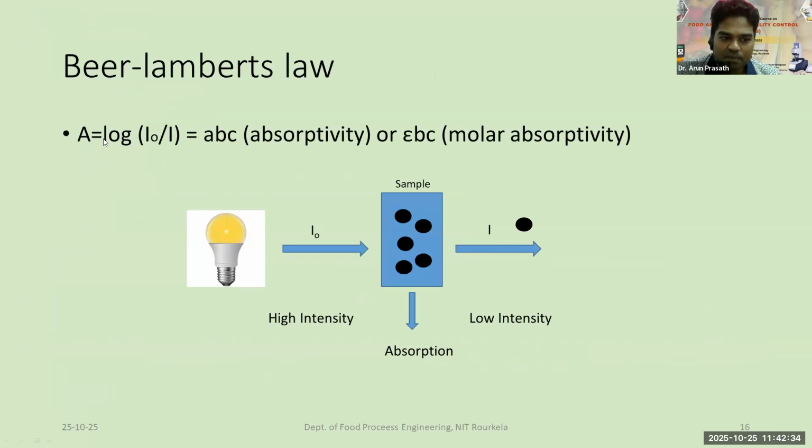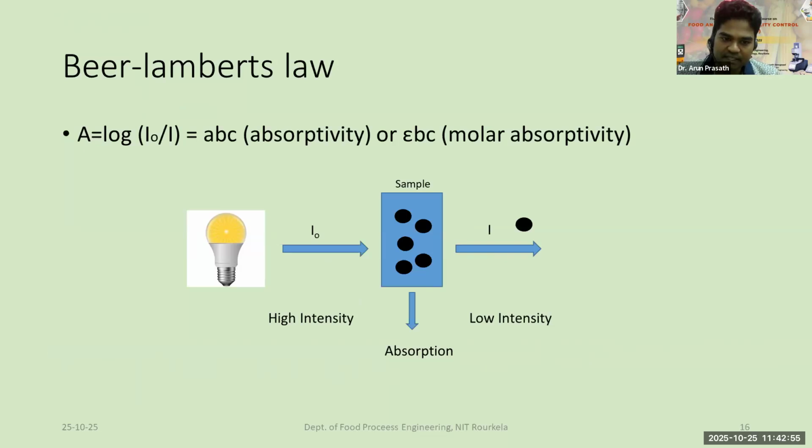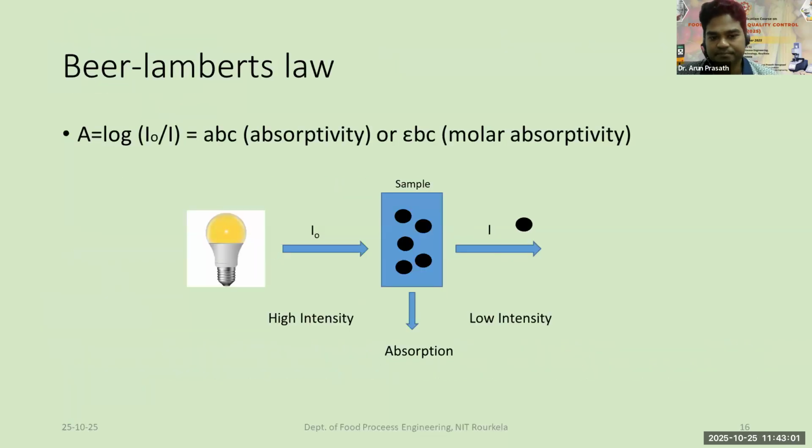So A, the absorbance, is equal to log of I naught, the initial incident light, divided by I, the transmitted light, which is equal to a, the proportionality constant, times b, the distance of the light path, times c, the concentration of the component. Okay.